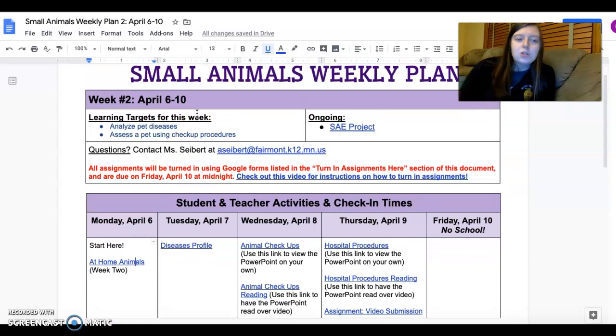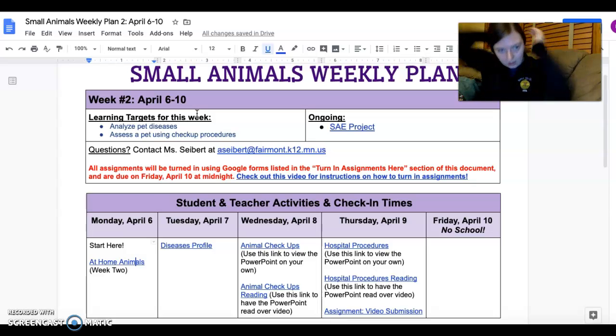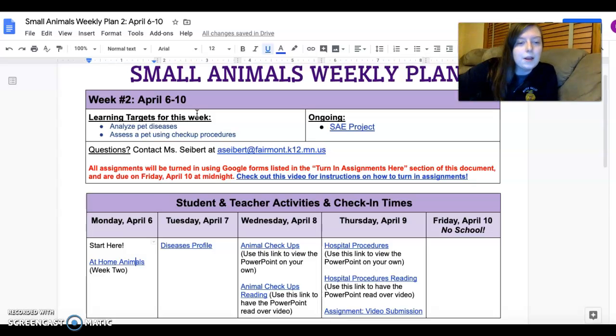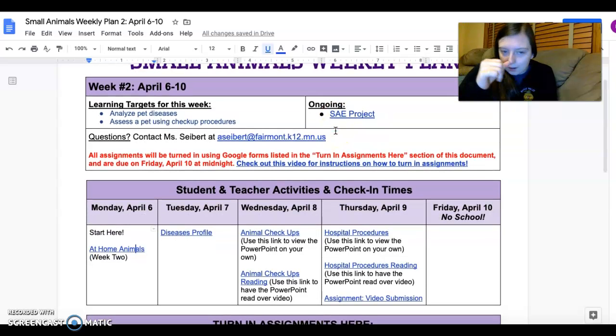Our learning targets for this week in your class are going to be to analyze pet diseases and assess a pet using checkup procedures. Our ongoing assignment is going to be our SRE project, which is right over here. If you need help for that, you can click that link there. I would recommend that you continue to log hours for that, or maybe you need to come up with a second project to work on for the time being, since that will still be due at the end of the semester, regardless of how things play out.